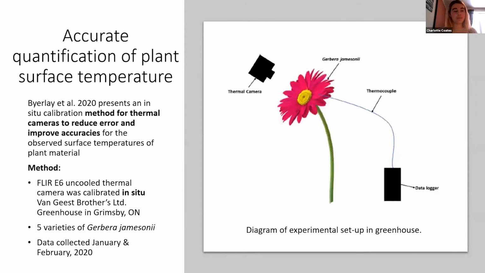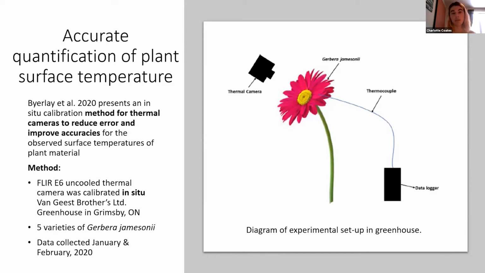So now I'm going to talk with you about our results and our methods for improving the accurate quantification of plant surface temperature. Our paper, Byerly et al. 2020, presents a method for the in situ calibration of an uncooled thermal camera. With this method, we were able to reduce error and improve accuracies over observed surface temperatures of plant material.